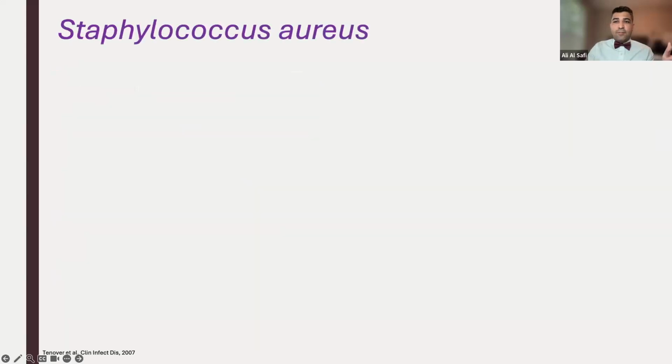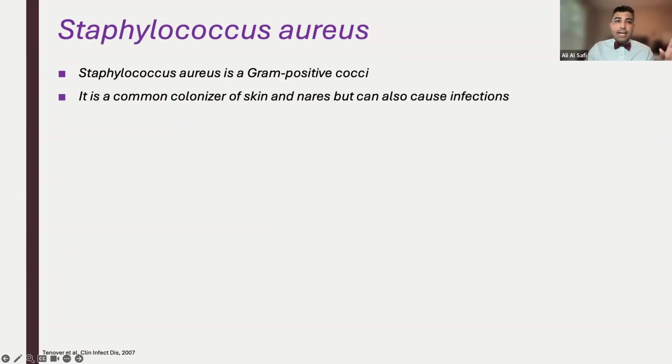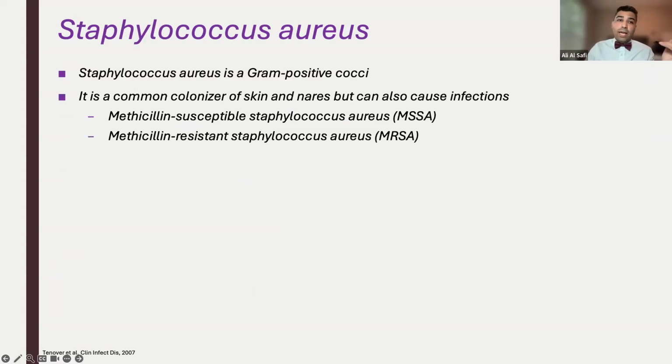So to talk about Staph aureus, it's a gram-positive cocci. It's a common colonizer of skin and the nose, but can cause severe infection with poor outcomes. We have certain types based on the susceptibility. We have methicillin-susceptible Staph aureus, or MSSA, or we have MRSA, methicillin-resistant Staph aureus.